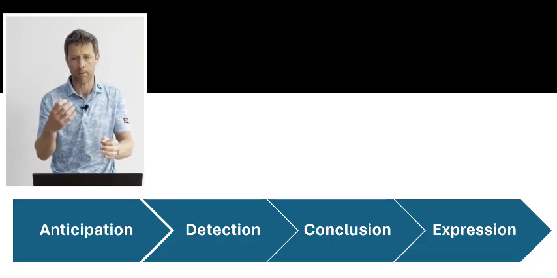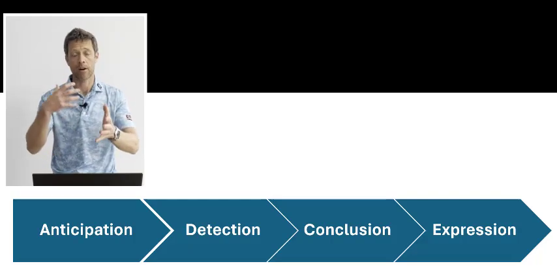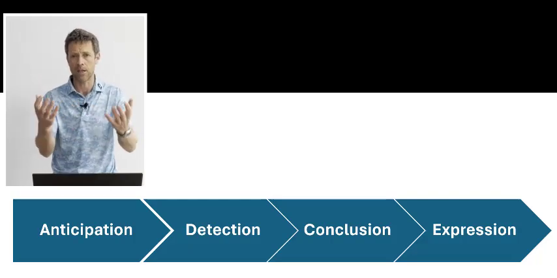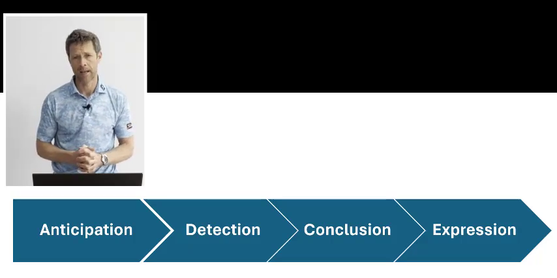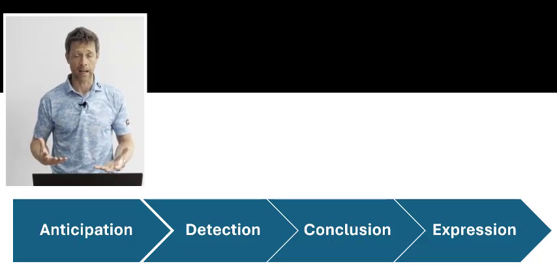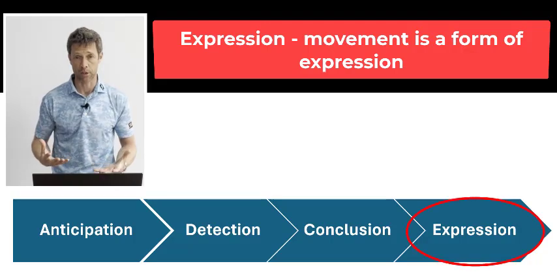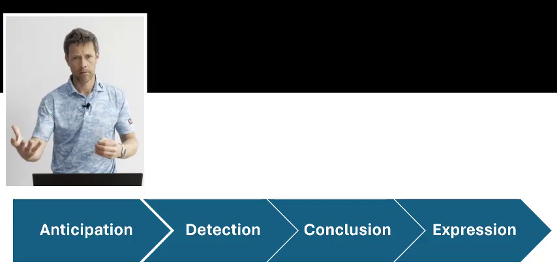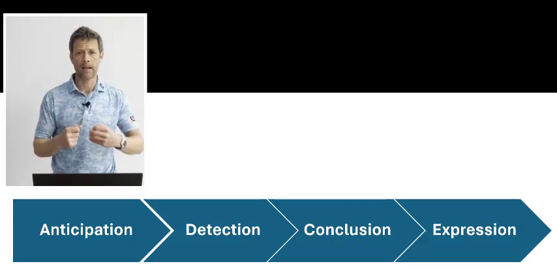So again, we anticipate, how do we get here from there? That creates a sensory response, a detection. We then conclude, this is how we need to move based on that sensory feedback and anticipation. And then finally, that creates what's called a movement expression. So we express within how we move that conclusion, sensory feedback, and anticipation.